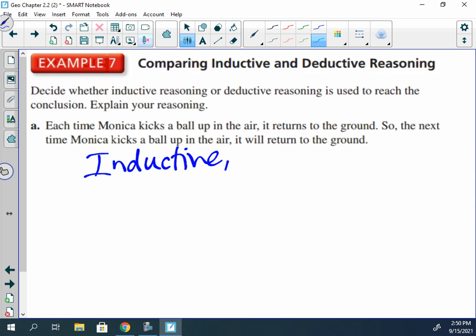We don't have any definitions of gravity or how that's affecting the ball or what she's doing. It's just each time she does it, it comes back. It is a pattern, or we can say observation. It's a pattern or observation. Questions on this here? We're ready to look at the next one.